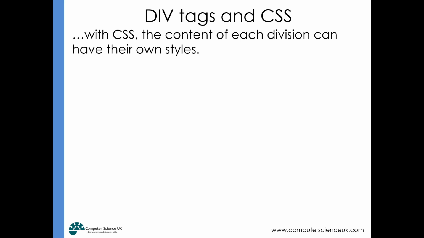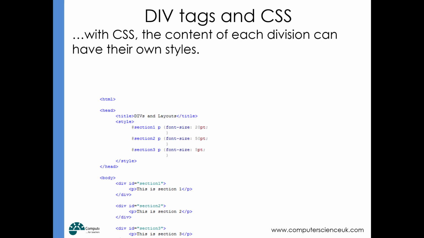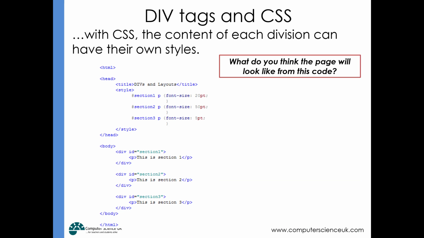And with CSS we can then style each content separately. Before I show you what it would look like, have a think about what might happen. We've got 3 paragraph tags, each in their own sections. Just on its own, the HTML code would just have 3 sentences, one after the other, and they'd all look the same. But if we look at the CSS code at the top, you can see that each section has got its own style.